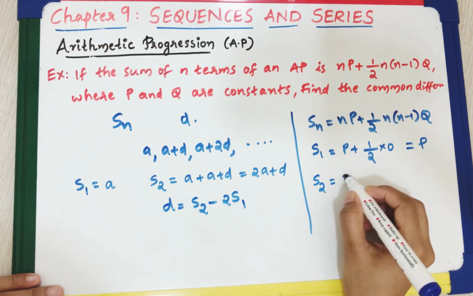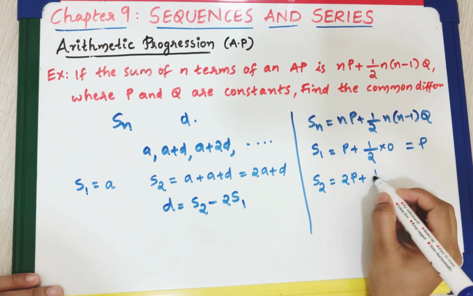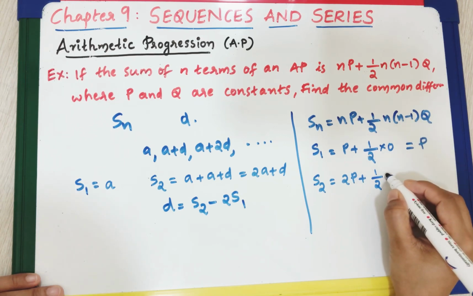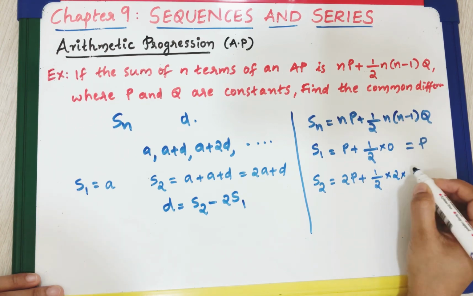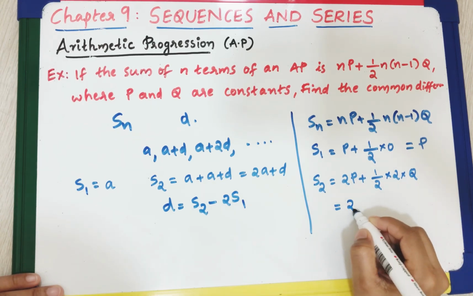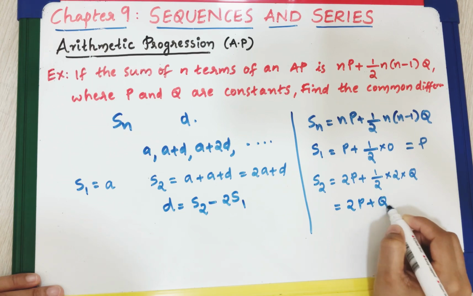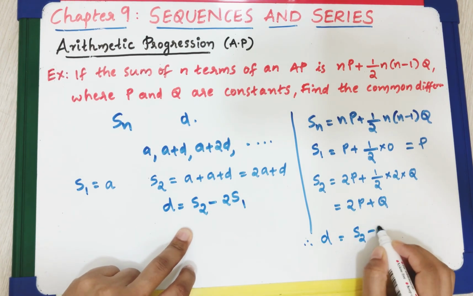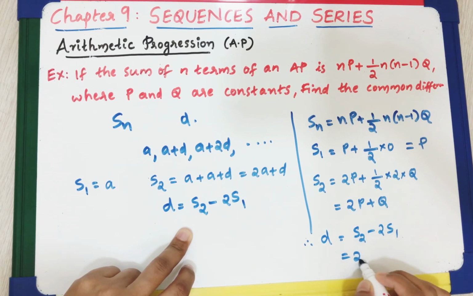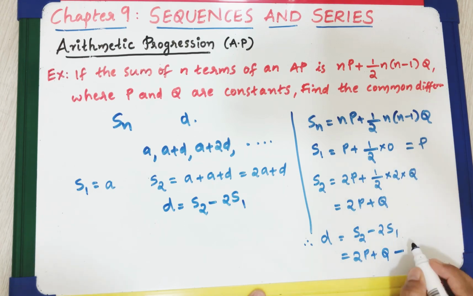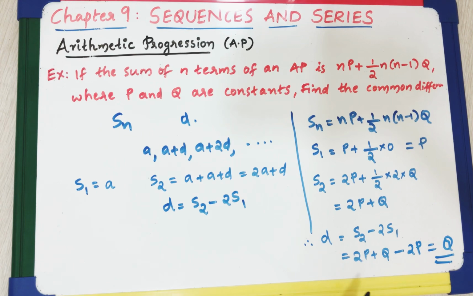S2 is equal to 2p plus 1 by 2 into 2 into 2 minus 1 into q, which is 2p plus q. Therefore, the common difference is S2 minus 2S1, which is equal to 2p plus q minus 2 into p, which is equal to q. Therefore, the common difference is q.